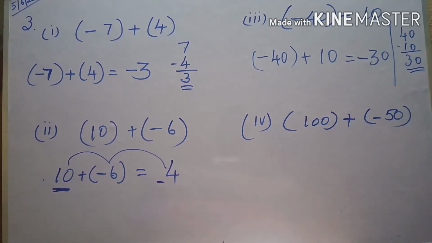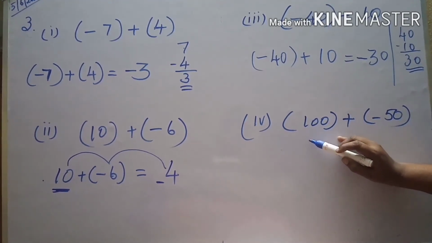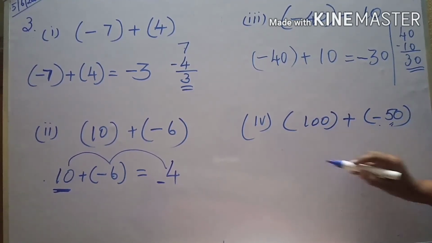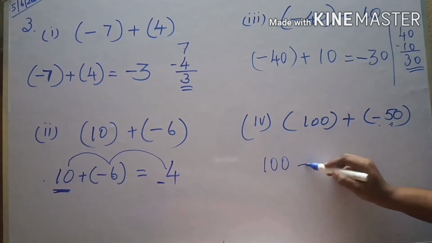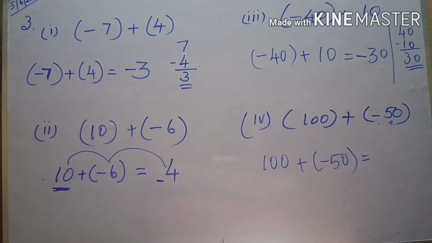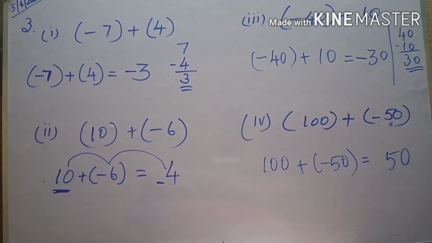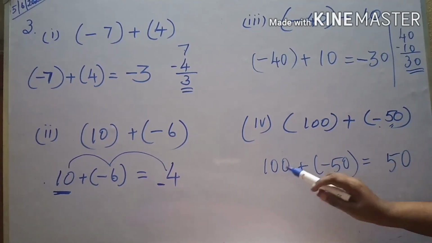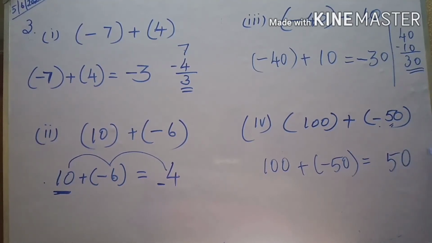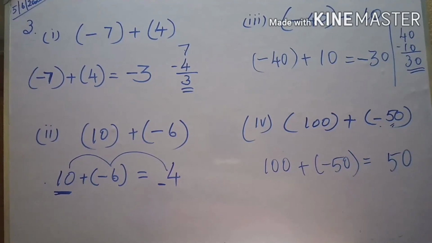100 plus minus 50. Let us add. 100 is a positive number, plus minus 50. 50 is a negative number. So 100 plus minus 50 is equal to 100 minus 50. You know very well, 100 minus 50. The answer is 50. The greater number is what here? 100. 100 is a positive number. So the answer will be positive. So 100 plus minus 50 is equal to 50.